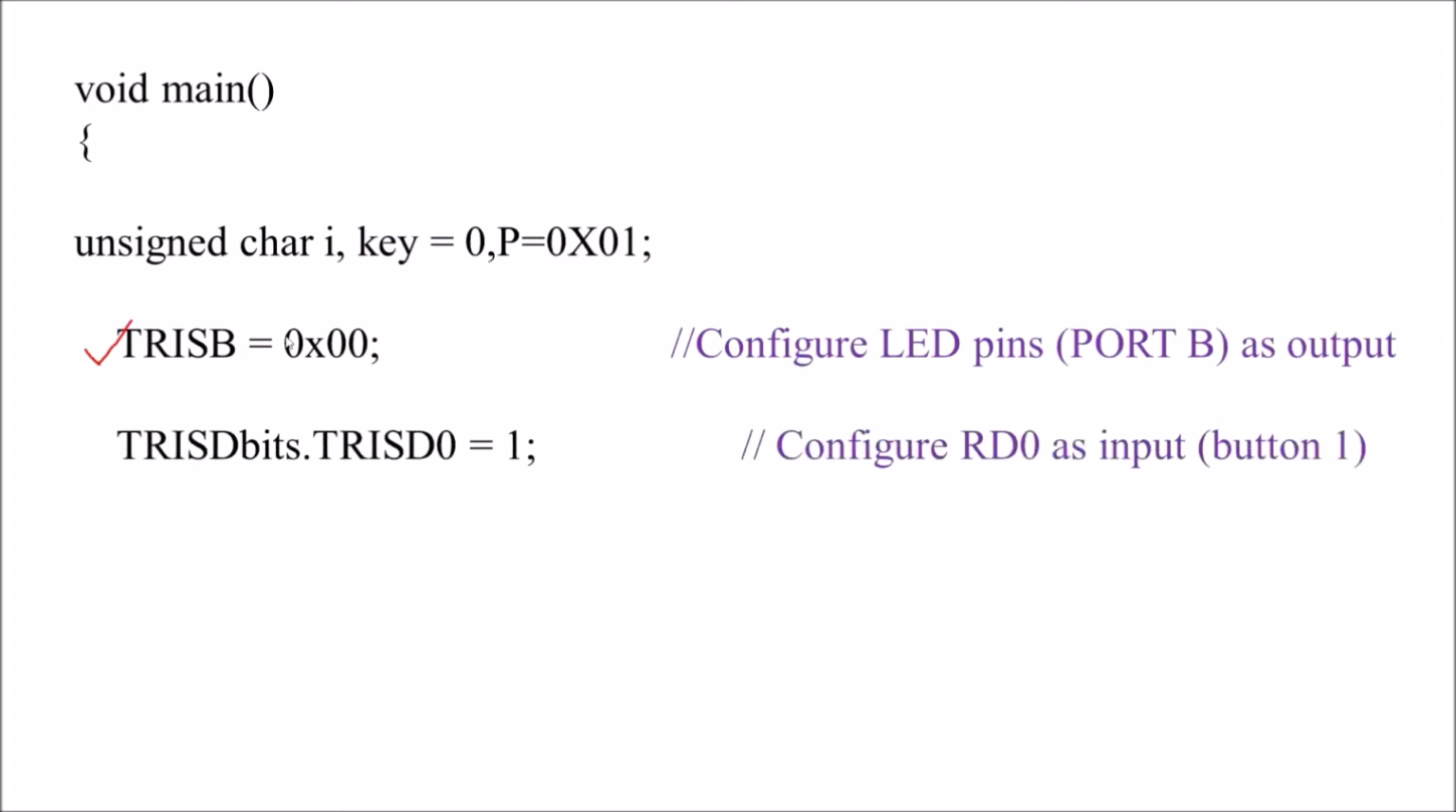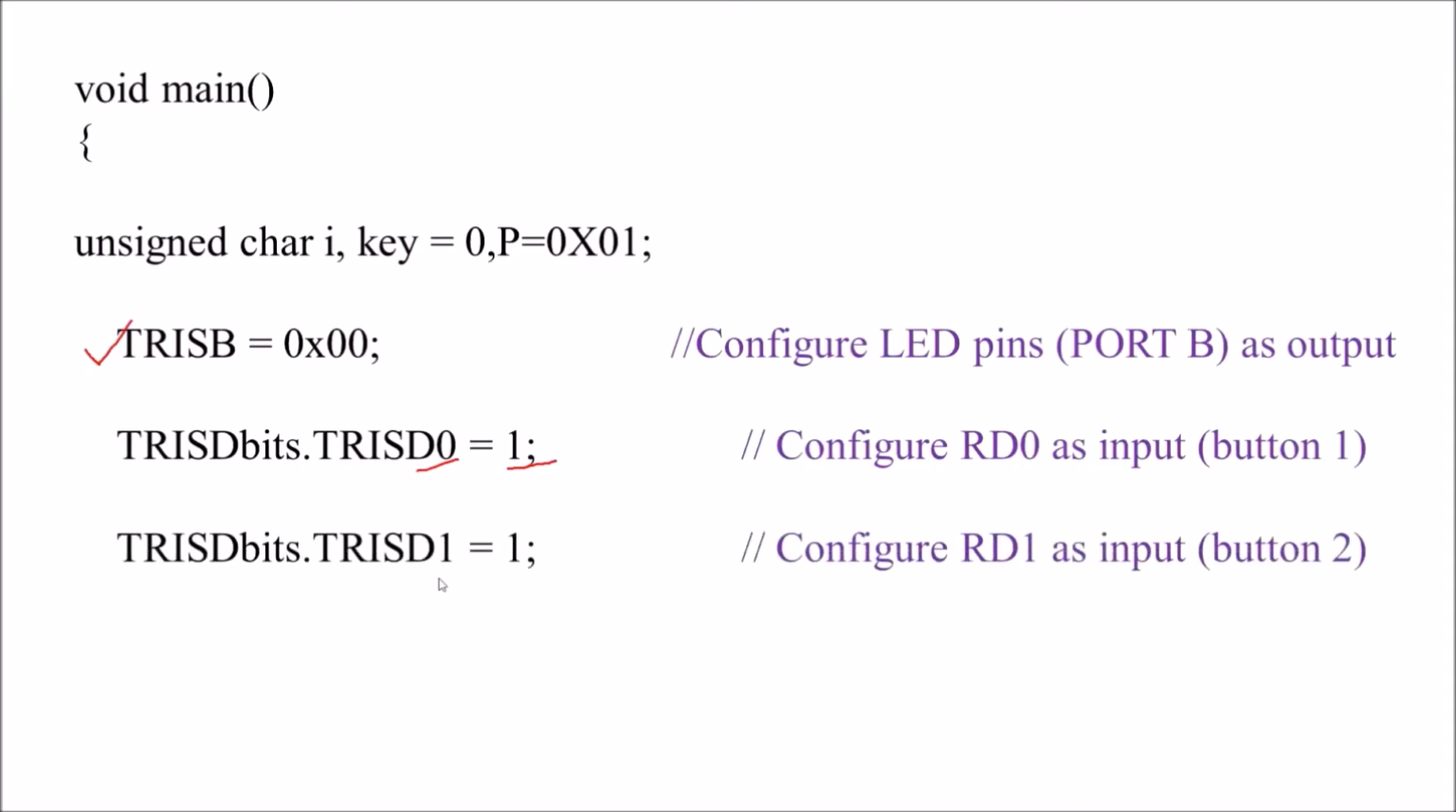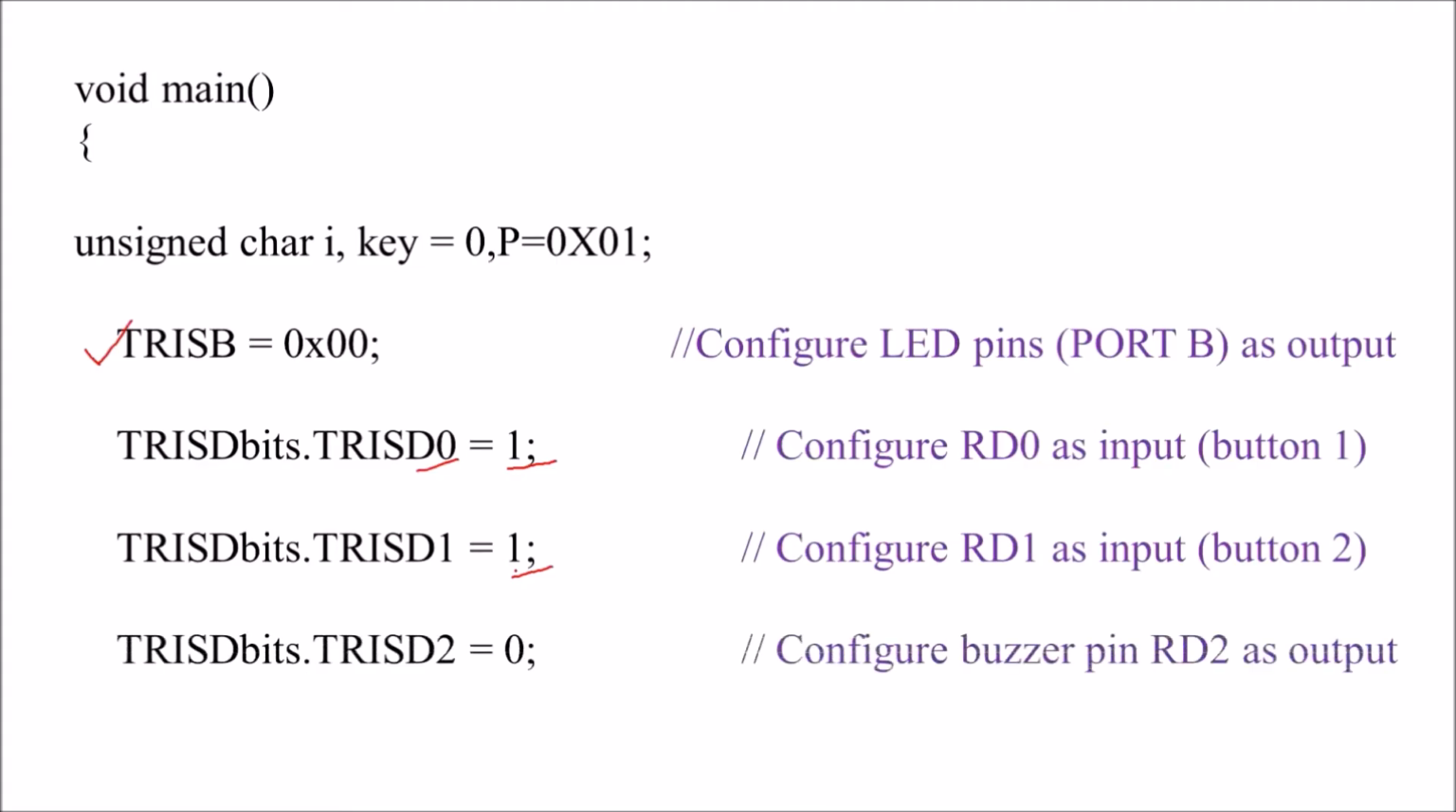At terminal D0 we have connected switch 1, so here we are initializing it as an input pin. And the D1 pin again we are using for switch 2, so it is also initialized with 1. This TRIS register is initialized with 1, so we are using these as input port pins.